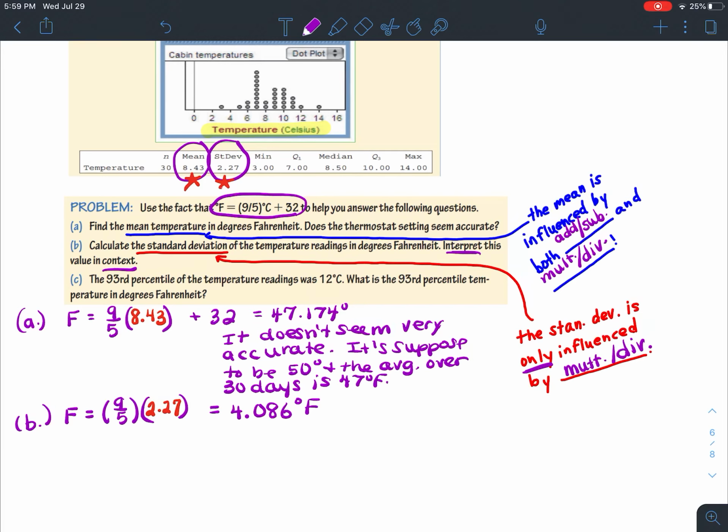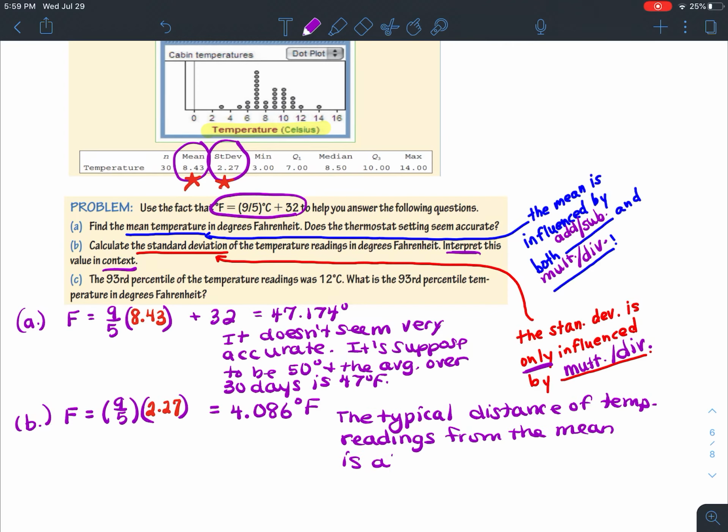Okay, it did ask us to interpret this in context, so we're going to say, there's that word typical that we like to use here. The typical distance of temperature readings from the mean is about 4 degrees Fahrenheit, which is an awful lot for it to fluctuate by. When you set your thermostat at 50 degrees Fahrenheit, maybe if it's off a degree or half a degree, fine. 4 degrees, that seems like a lot.